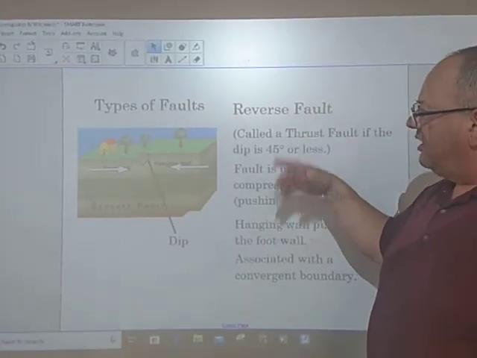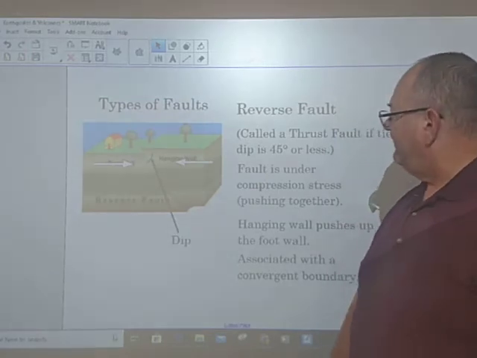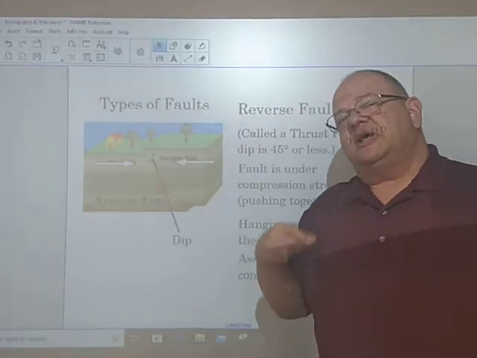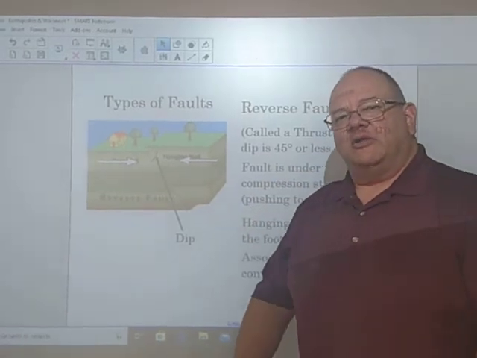And the reverse fault, if this dip is less than 45 degrees, is sometimes referred to as a thrust fault. And it's being thrust upwards over the other one.